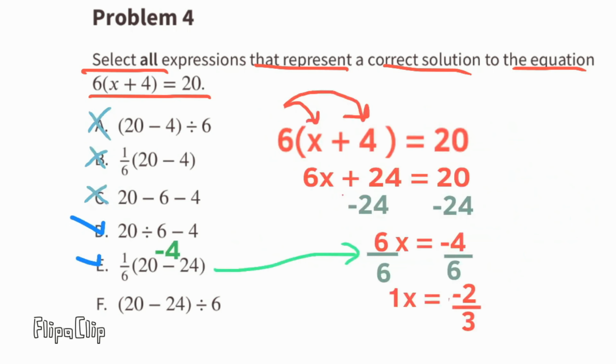I can also keep expression E because 20 minus 24 is negative 4, and 1/6 of negative 4 is equivalent to negative 4/6. And finally, I can keep expression F because 20 minus 24 is negative 4, and negative 4 divided by 6 is equivalent to negative 4 divided by 6, or negative 4 over 6.